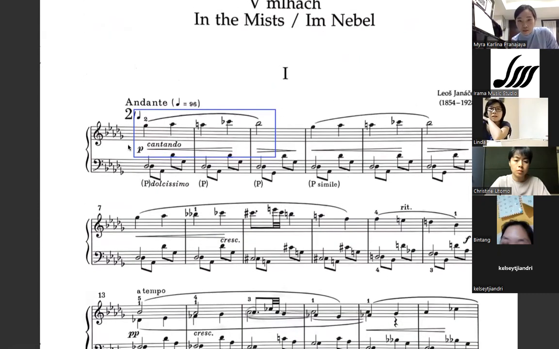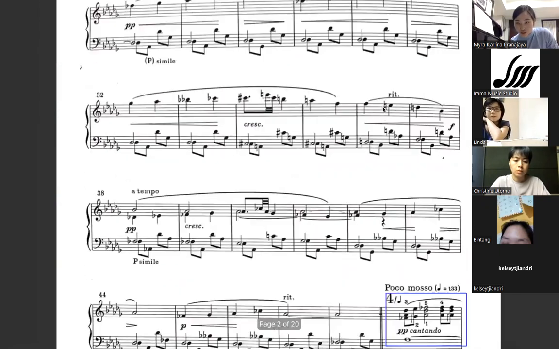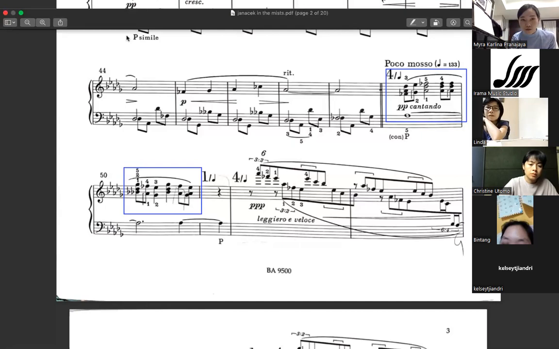What we hear here in the beginning comes back again in the B section of the piece, Poco mosso, but of course it's varied. And what we hear in this section is, so instead of this, we have this, a variation of the theme. Okay, let's listen to the first piece.